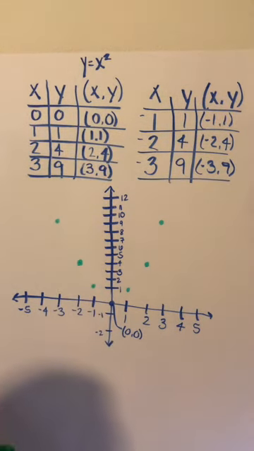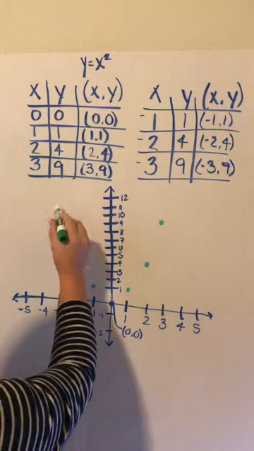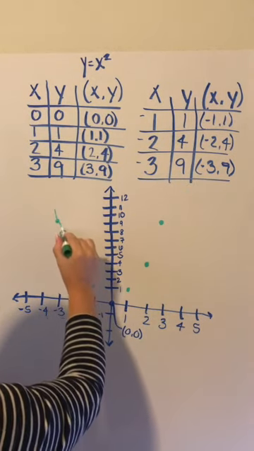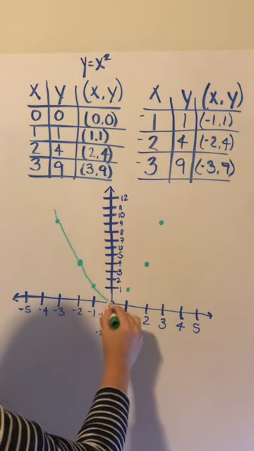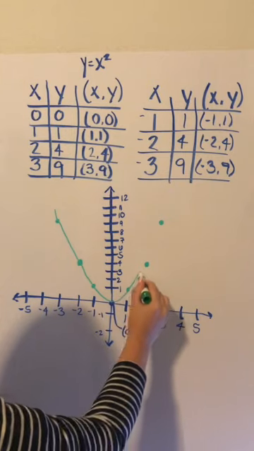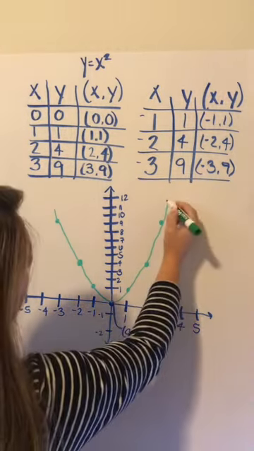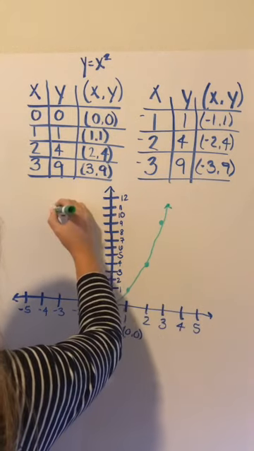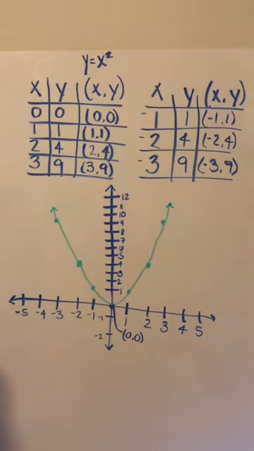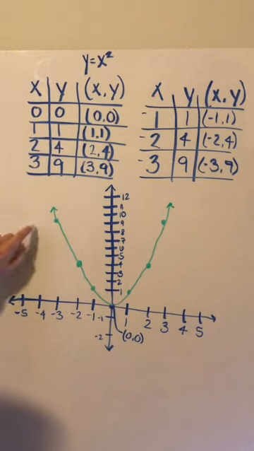So now we will connect all of these. And obviously if you have graph paper, it will look much nicer and much more smooth. So we see here that this is the shape of our curve for our equation y equals x squared, and we get a nice parabola here.